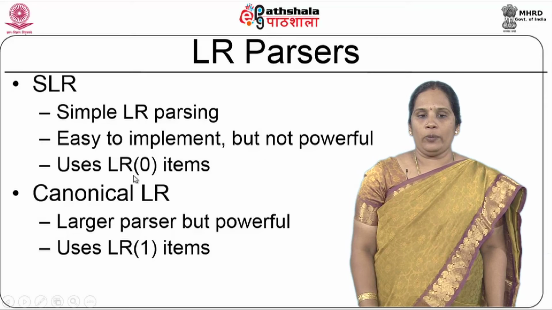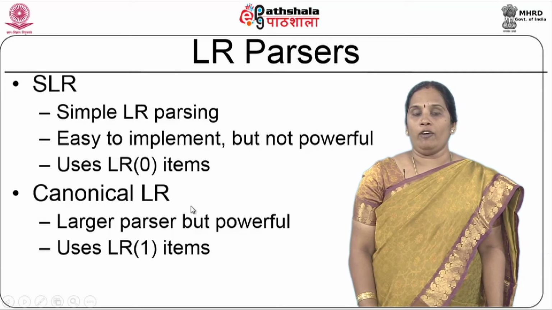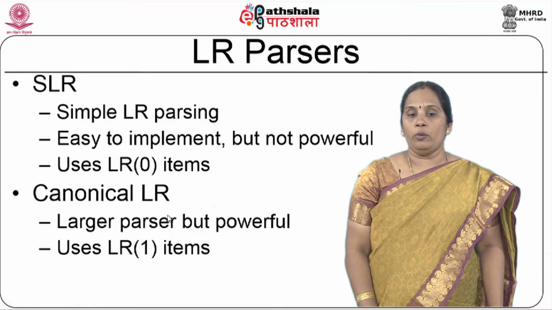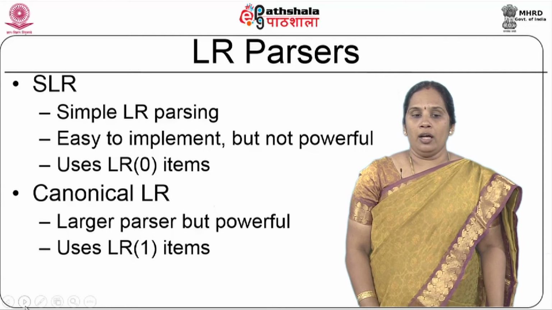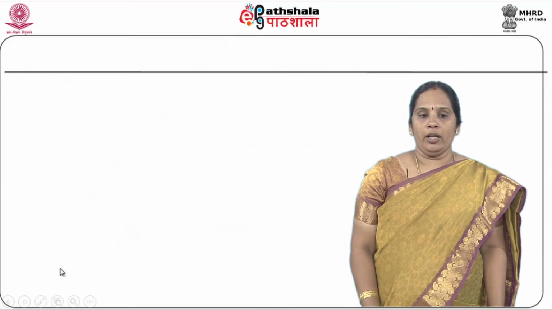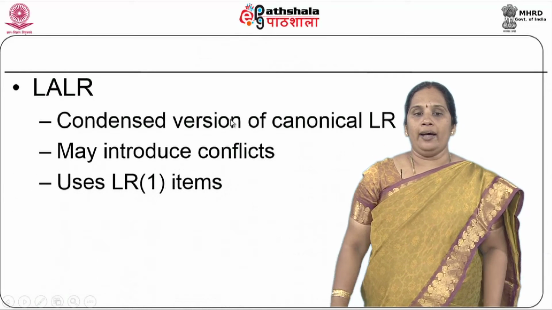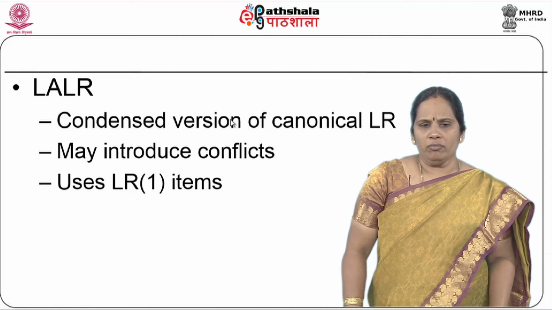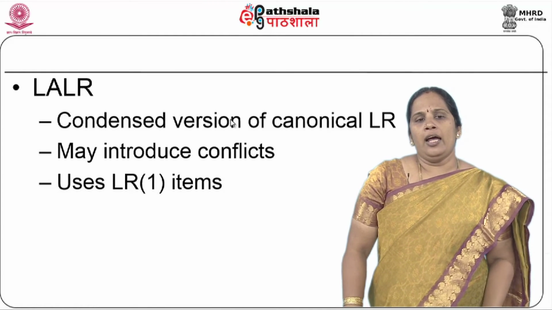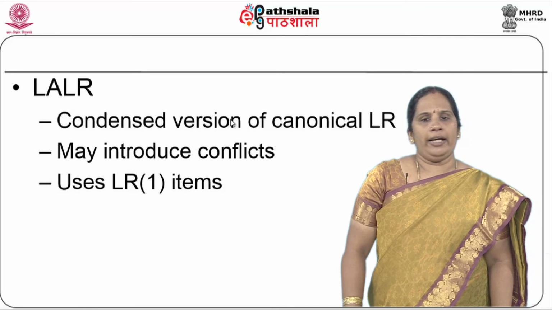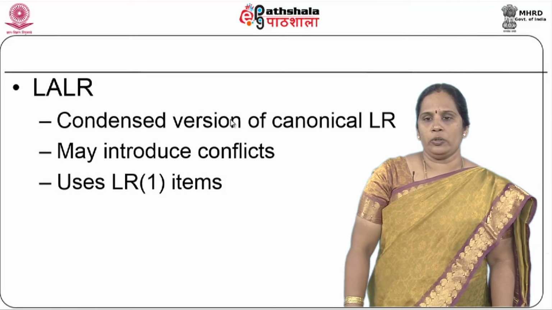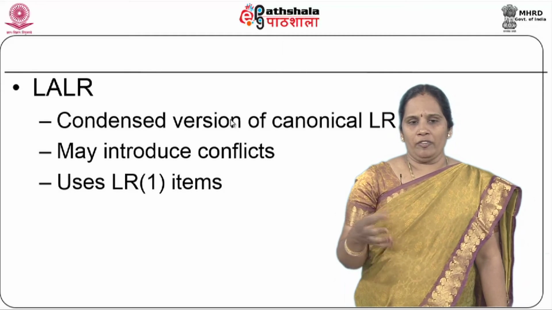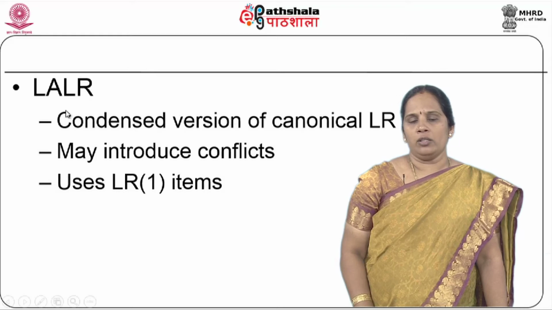as against LR of 0 items here. This is also canonical LR of 1, that is you are using only one symbol look ahead here also, but it uses LR of 1 items for constructing the parsing table. Okay. The next class is called look ahead LR, which is a condensed version of canonical LR. It may introduce conflicts, and this also uses LR of 1 items for its construction. So, this also uses LR of 1 items, but it is going to be a condensed version of canonical LR. So, this is also basically preferred.